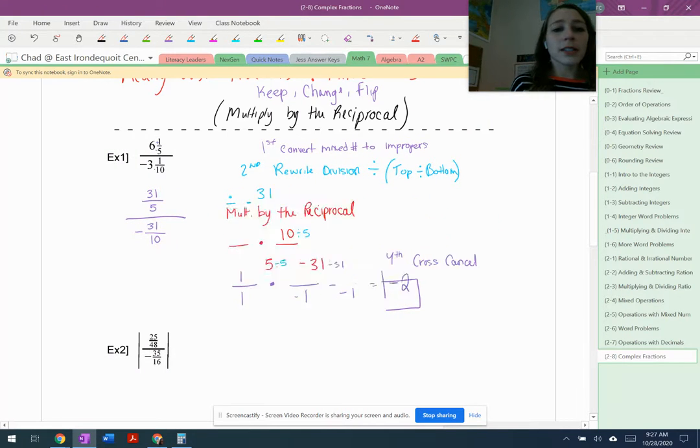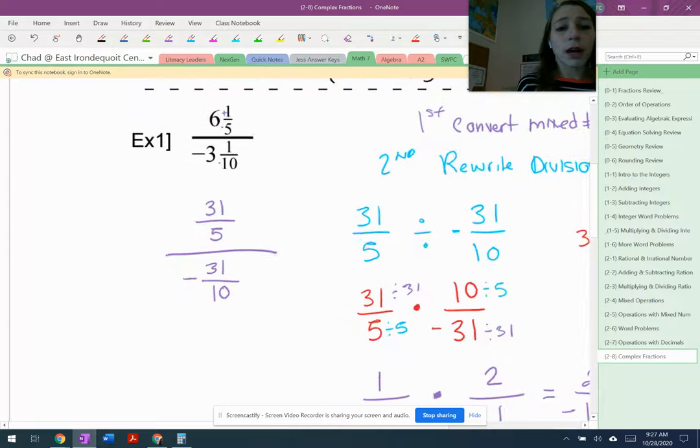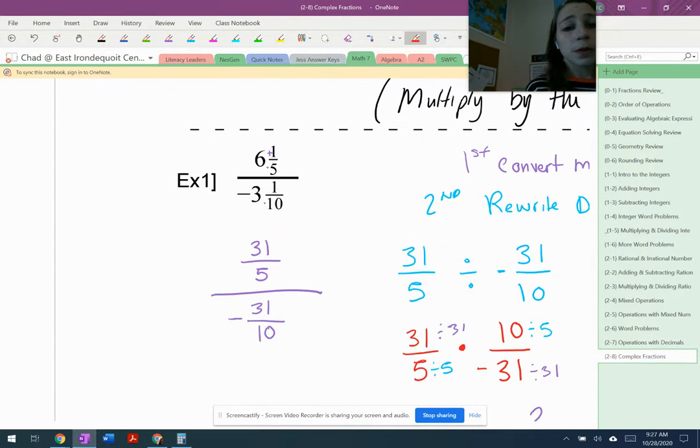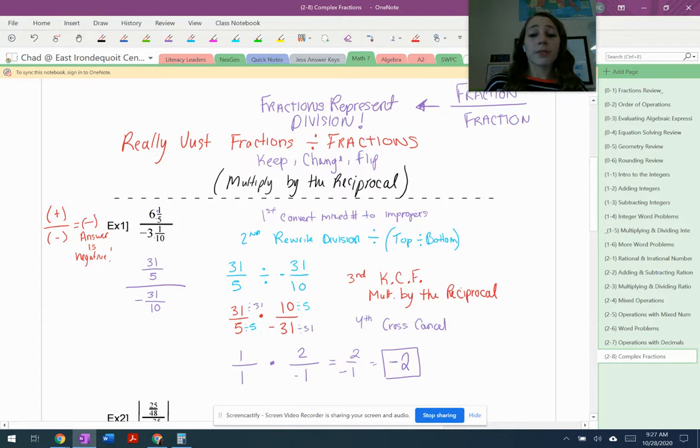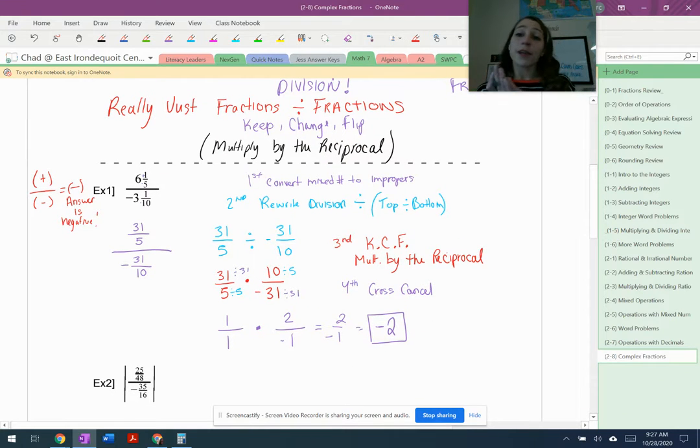And that makes sense because if we go back to our original problem, like I forgot to do, we have a positive being divided by a negative, which is going to result in a negative answer. And there you have your first example of complex fractions. The only thing that makes them complex is the fact that instead of being set up left to right with the obliques, they're set up as a fraction.